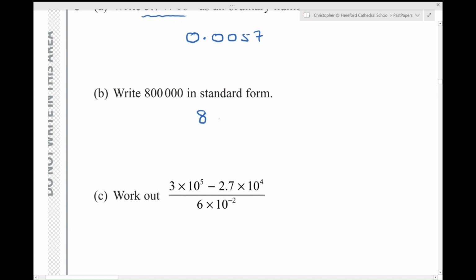Write this number in standard form. Well, that's going to be 8 multiplied by, well, it's 1 digit short of a million, isn't it? So it's 10 to the 5, or you could just count the places there.